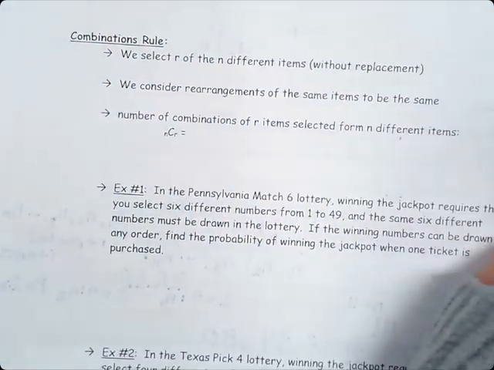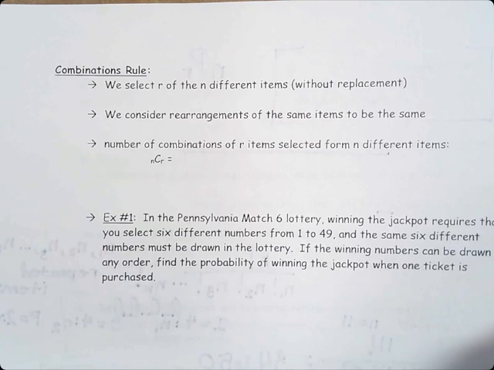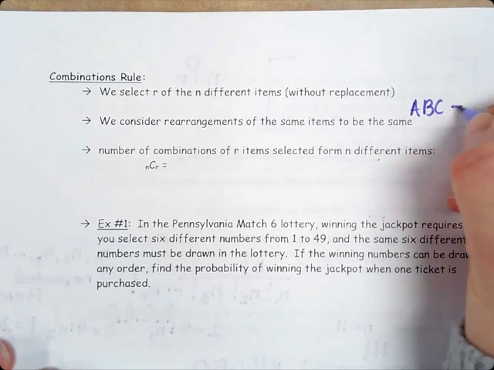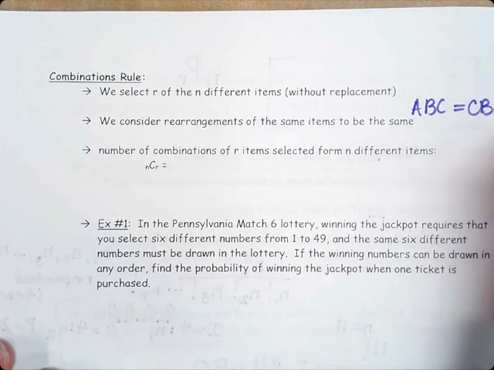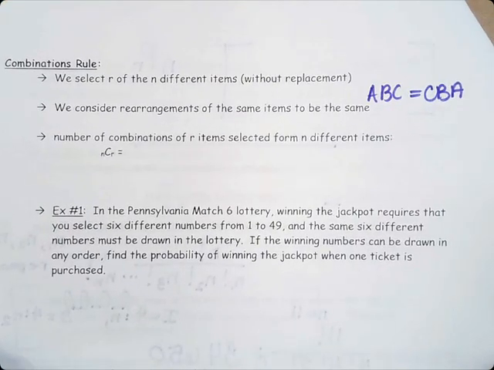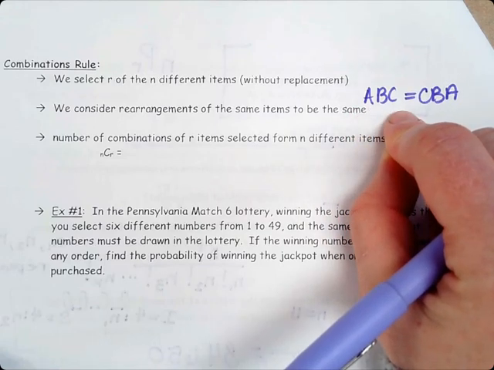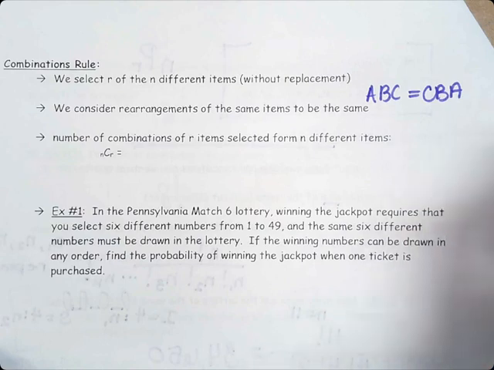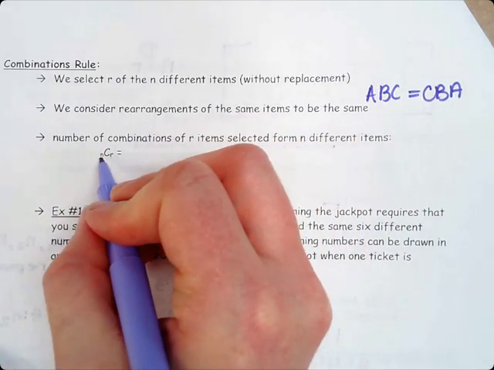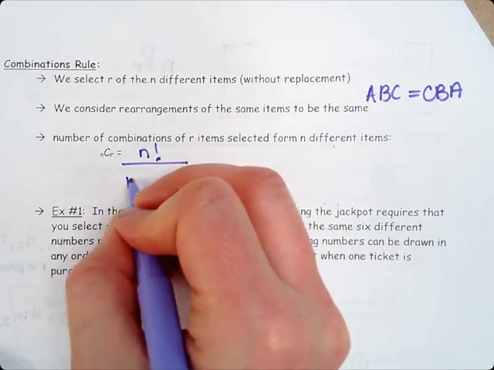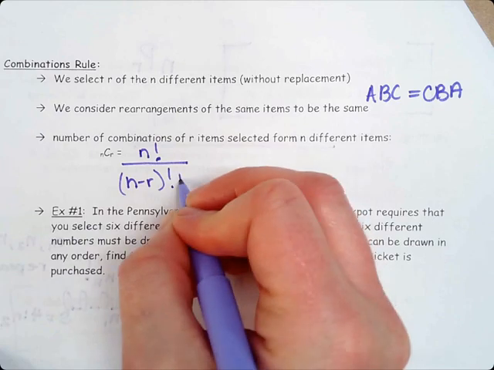Okay, so let's go over the combinations rule. We select r of n different items without replacement. We consider arrangements of the same items to be the same. So I could say ABC is equal to CBA. Those are the same, because it's just a committee that consists of A, B, and C. Doesn't matter the order. So we have a formula for that. It's nCr, and our formula is n factorial over n minus r factorial times r factorial.